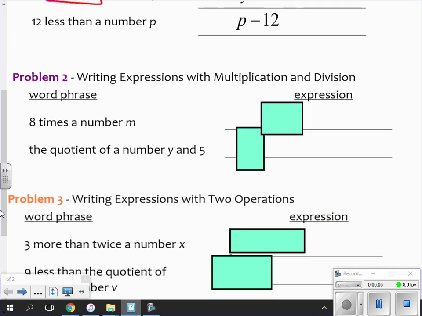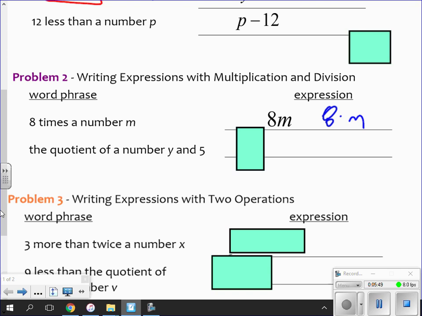Writing expressions of multiplication and division. 8 times a number m. Now there's a few ways to write this. The most common way to do it in algebra is just write the two things I'm multiplying. If one of them is a variable, right next to it without anything between them. 8m means 8 times m. Now I could, if I wanted to, do 8 dot m. I could if I wanted to. I don't particularly like dots for multiplication. It's a personal pet peeve on my part. It's not the end of the world, though. But generally speaking, 8m looks cleaner, looks neater.